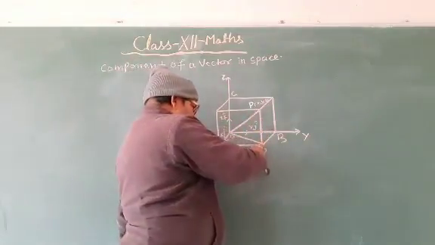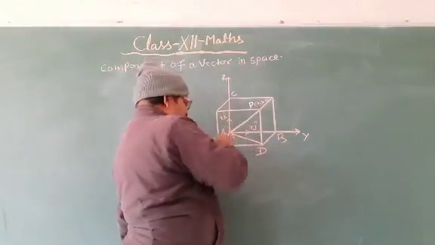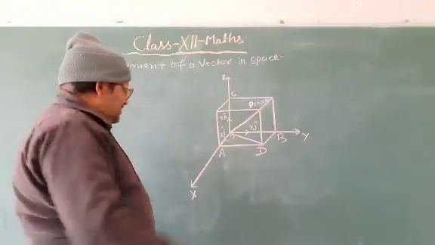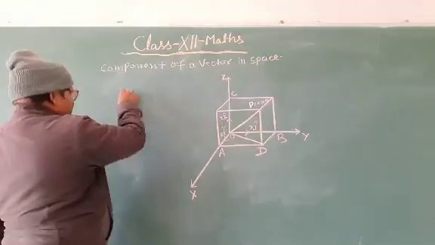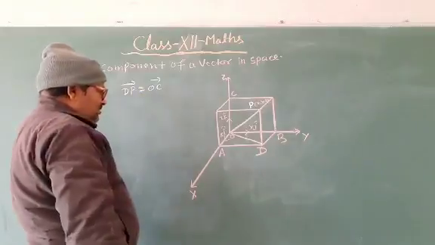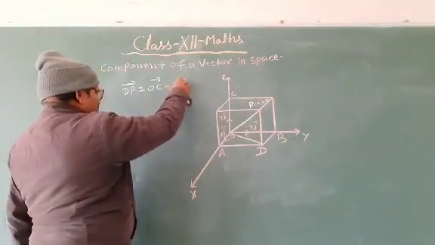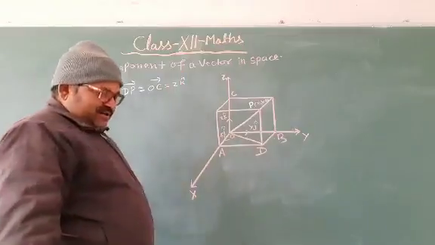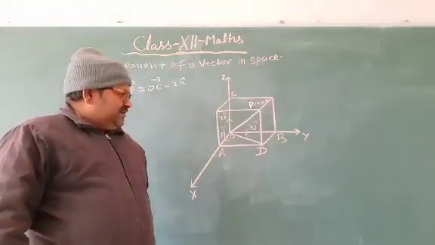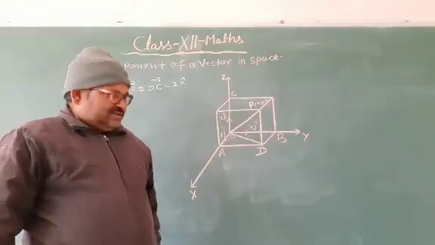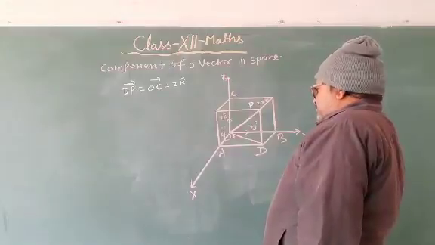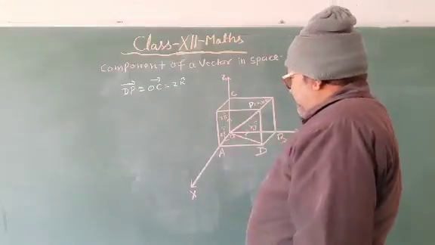PD is parallel to the z-axis, and vector DP equals vector OC, and that is equal to z k cap. Clear?